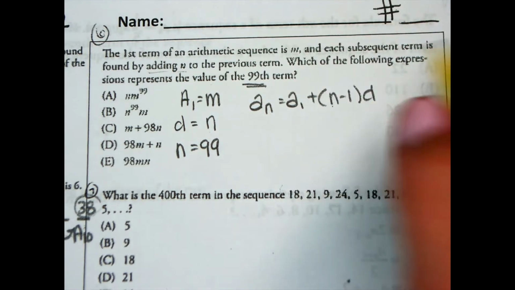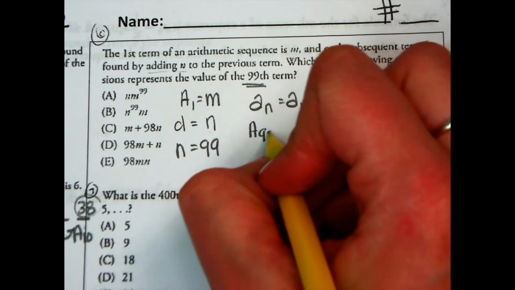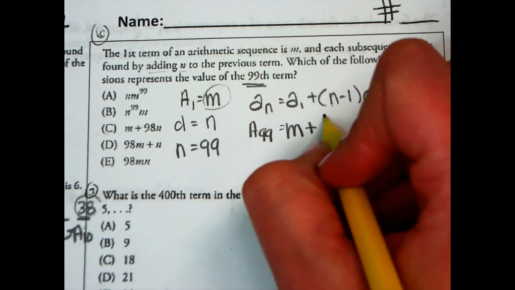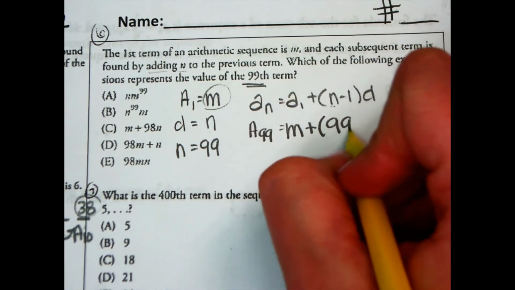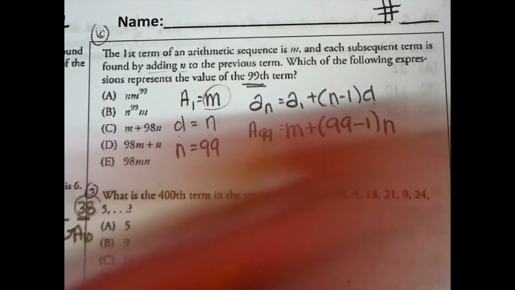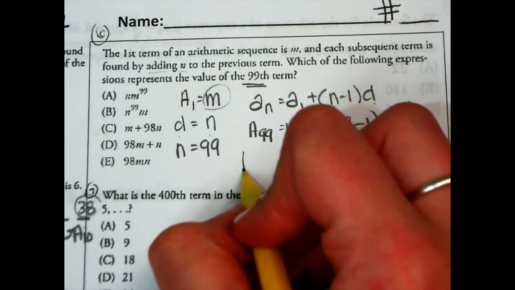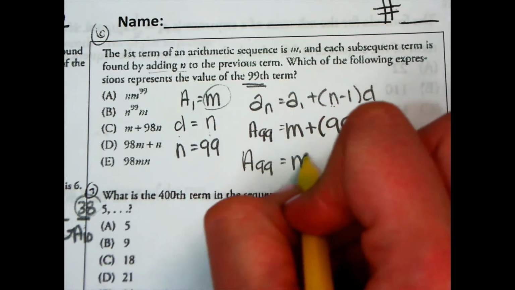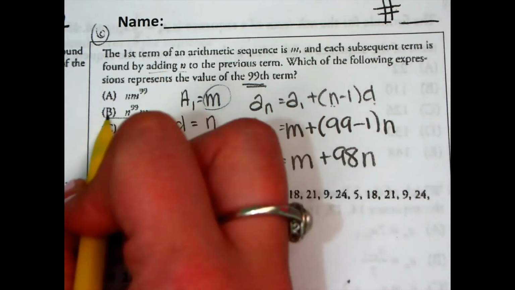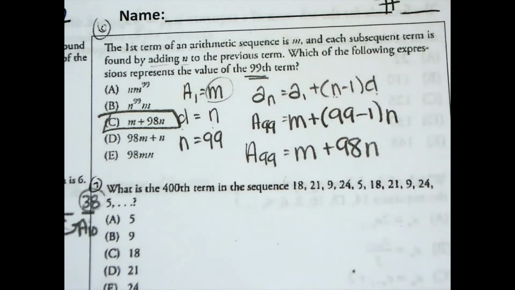So to continue, this is going to be A sub 99. The first term is m plus number of terms is 99 minus 1. And my d value is n. So A sub 99 equals m plus 98 times n, which is option C. So in these problems, all you're doing is just using a formula and simplifying.